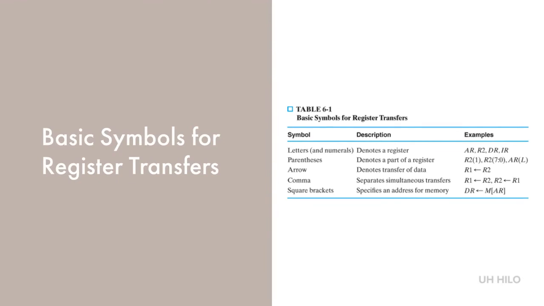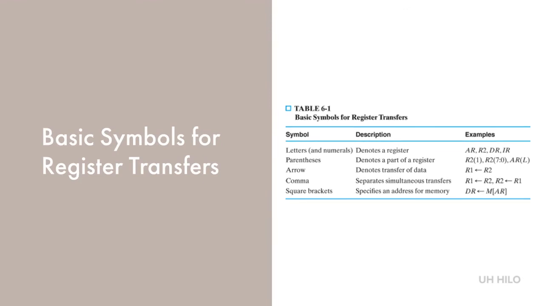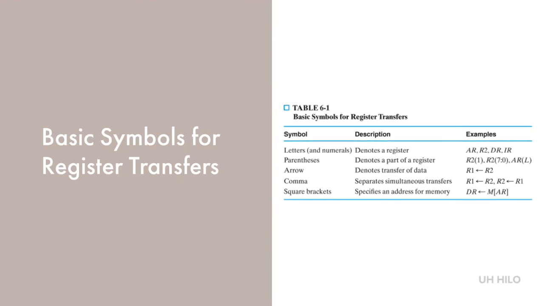The basic symbols we use in register transfer notation are listed in this table. Registers are denoted by an uppercase letter, possibly followed by one or more uppercase letters or numerals. Parentheses are used to denote a part of the register by specifying the range of bits in the register or by giving a symbolic name to a portion of the register.